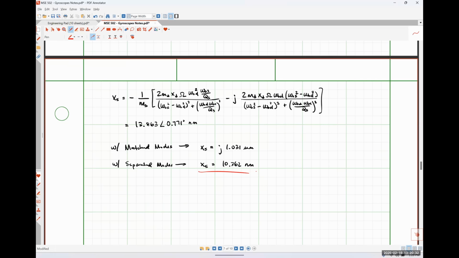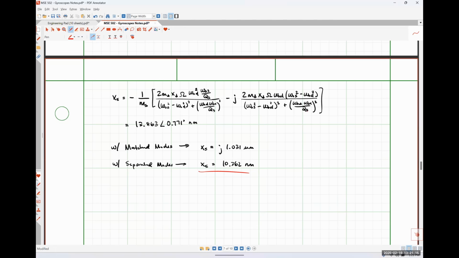Our phase difference is only 0.771 degrees, whereas in a match mode, our phase difference was 90 degrees. So it would be 90 minus 0.771, or about 89 degrees. The amplitude of this guy, 10.362 nanometers, is relatively close to the calculated 13.863 nanometers. So realistically, if omega naught s is 3 to 5 times larger than omega naught d, that's enough for it to be considered separated. So we're really right on the edge of being able to call these guys separated modes based on what our displacement looks like there.